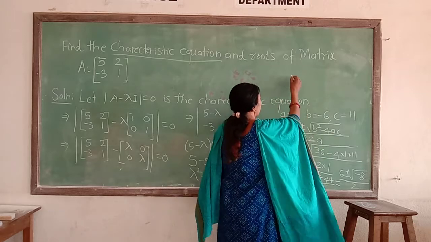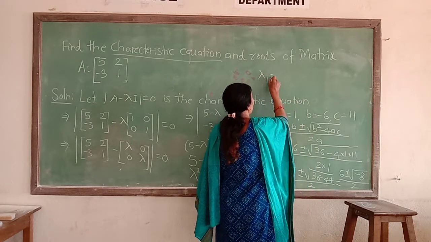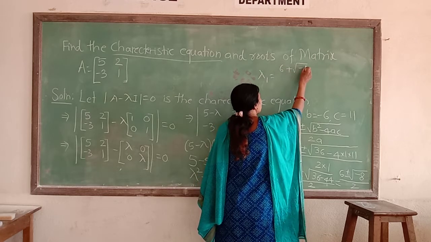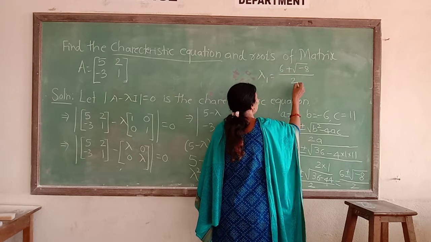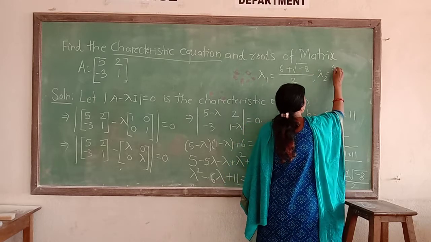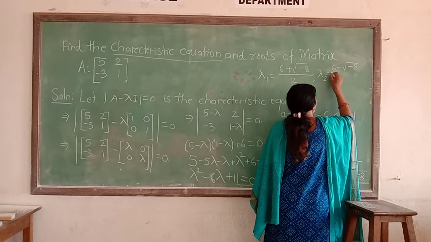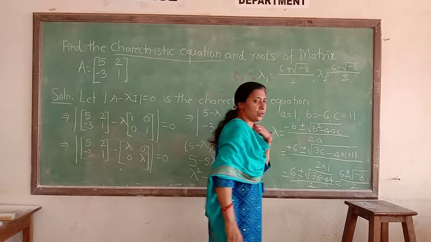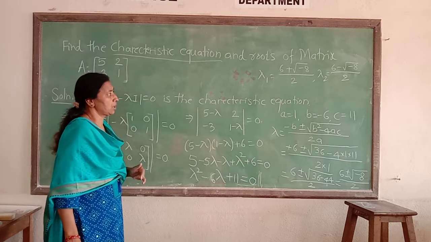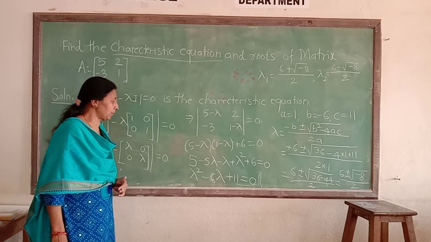Now from this you can write lambda 1 as 6 plus square root of minus 8 whole upon 2, and lambda 2 you can write as 6 minus square root of minus 8 upon 2. So these are the roots of this characteristic equation. These are also called the eigenvalues.